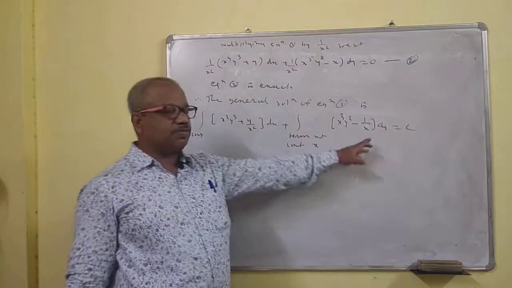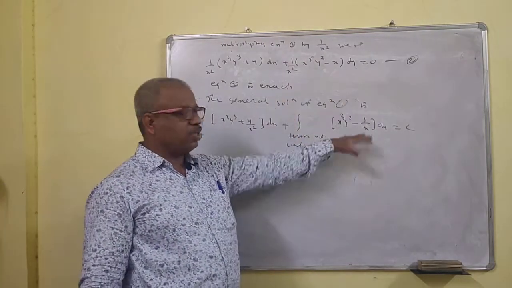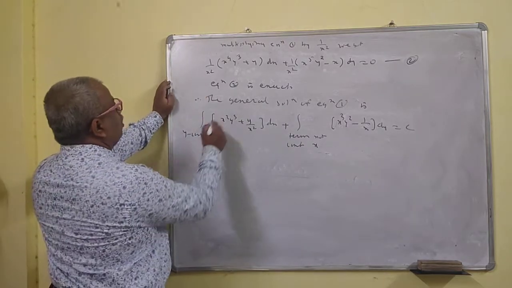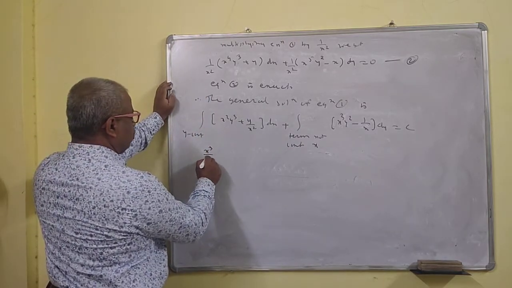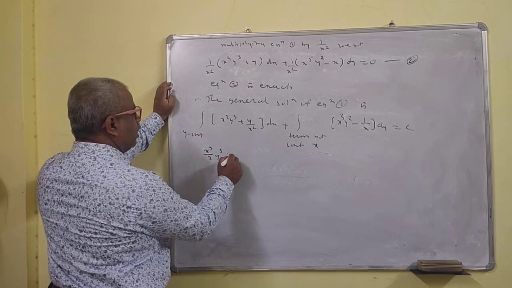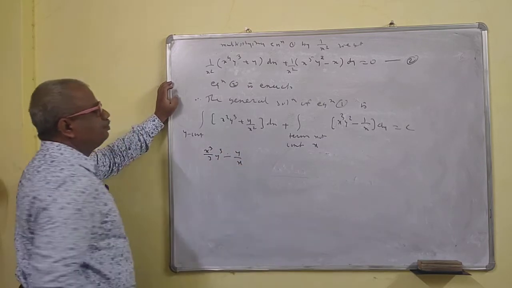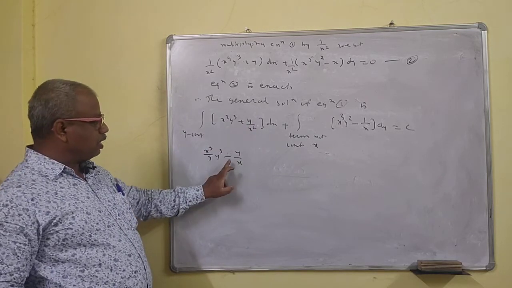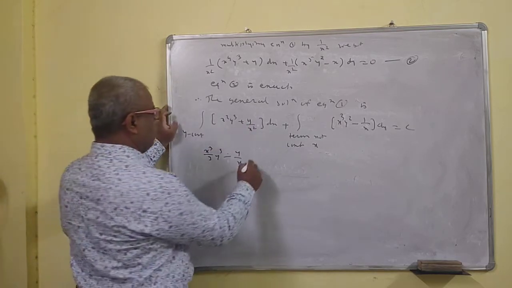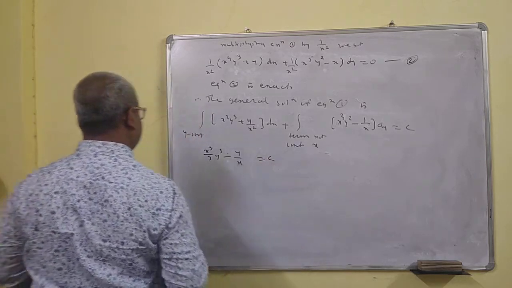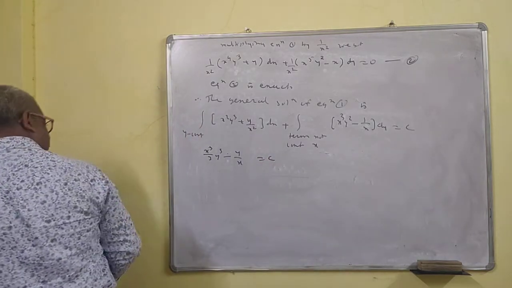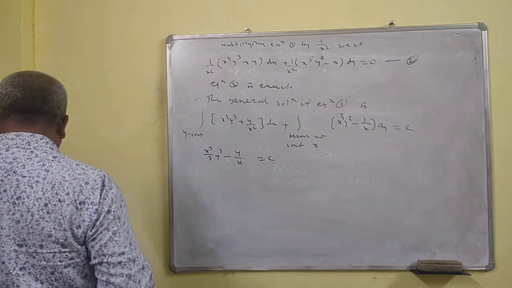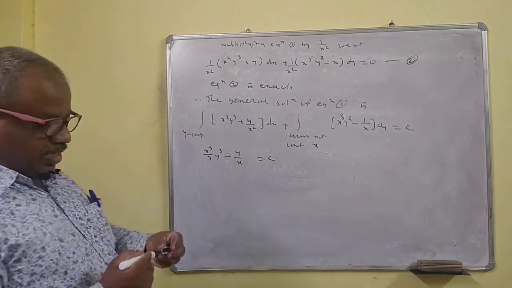Here all the terms contain x, so we only have to think about this part. Integrating, we get x^3/3 y^3 minus y/x, because x to the power minus 2 integrates to x to the power minus 1 upon minus 1. So this is equal to c, and this is your required general solution. I hope you understand this.